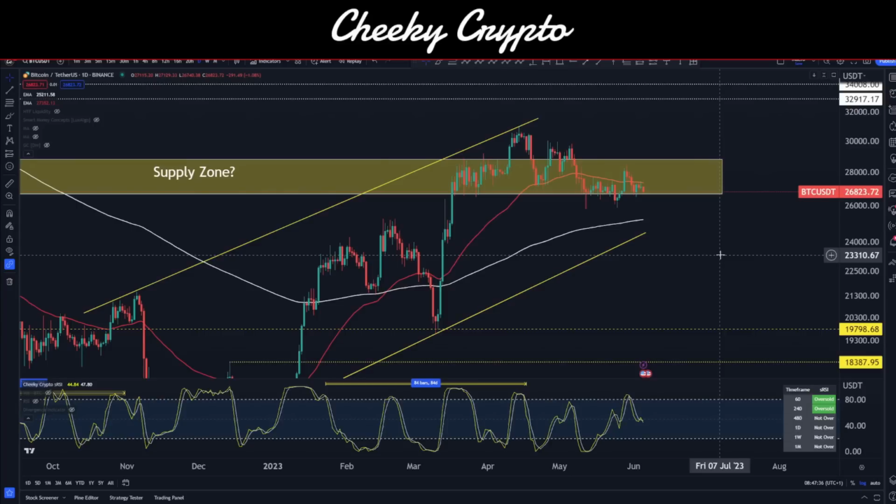Let me know in the comments down below. Do you think the 35K is what the bulls are trying to target and go after, or do you think the bears are going to be successful in dragging us down towards $20,000?